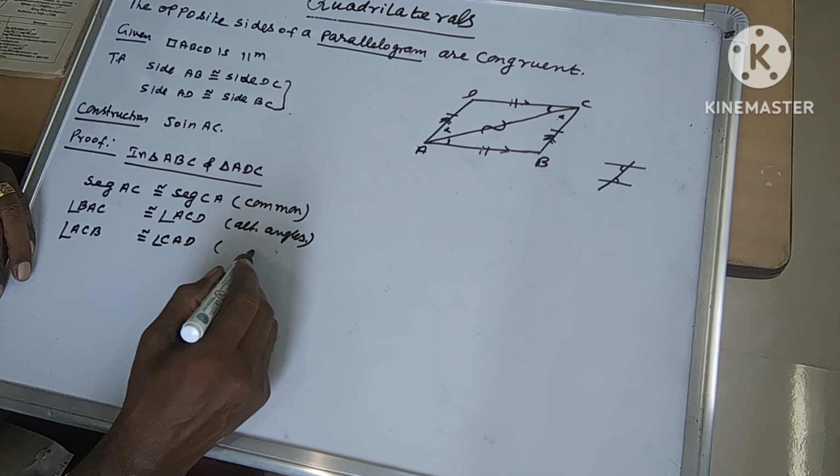So once we prove the triangles are congruent, then the remaining corresponding parts are congruent. What are the remaining corresponding parts? Segment AB is congruent to the corresponding segment in the upper triangle, which is segment CD. Another one is BC.